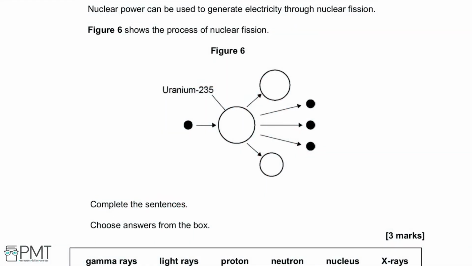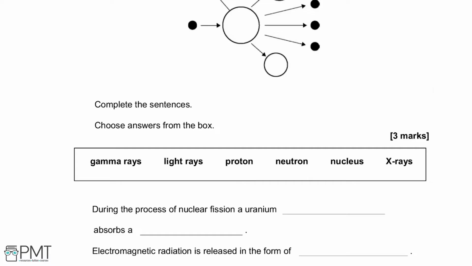Nuclear power can be used to generate electricity through nuclear fission. Figure 6 shows the process of nuclear fission. Complete the sentences. Choose answers from the box. During the process of nuclear fission, a uranium something absorbs a something. Electromagnetic radiation is released in the form of something.